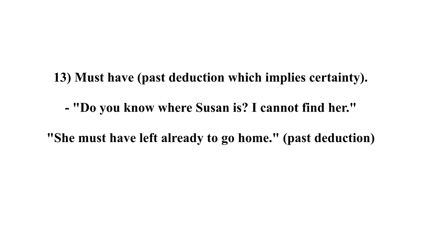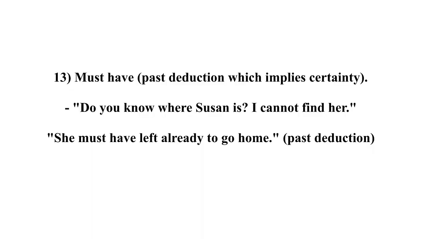This is a past deduction which implies certainty. So we have a couple of sentences here to give the context. Do you know where Susan is? I can't find her. So I'm in the office, I'm looking around, I'm looking for Susan. I can't find Susan. So then the other person says, she must have left already to go home. So this is a past deduction. So we look at the situation. We're looking for Susan. We can't find her. She's not in the office. So what is a logical reason why we can't find her? That's the deduction. Well, she must have left already, right?